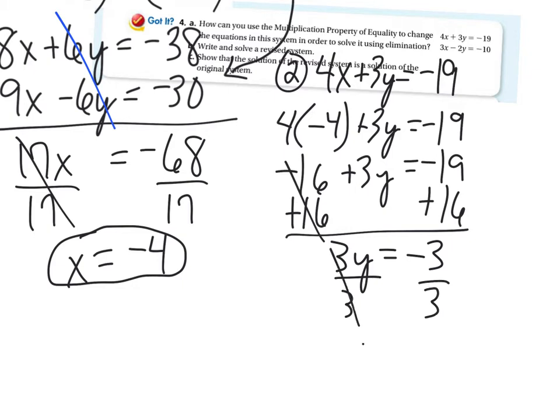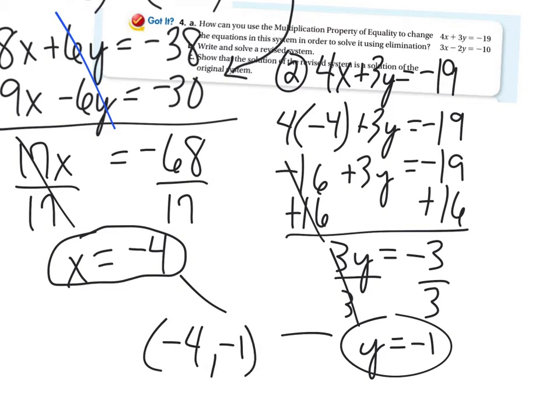Divide by 3. And that leaves us with negative 4, negative 1 for our solution. Again, if you have time, I would substitute it into the second equation and make sure that if you put a negative 4 and negative 1 in for x and y, that works with that equation as well.